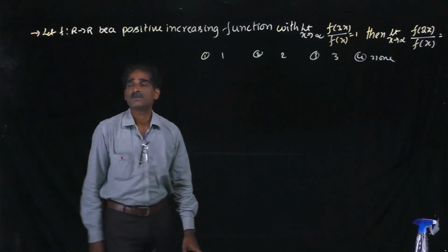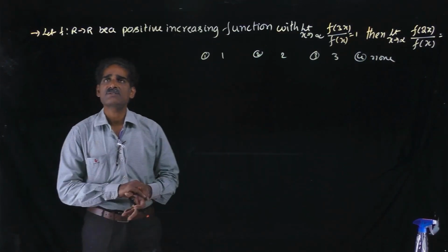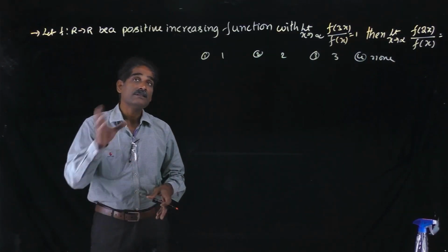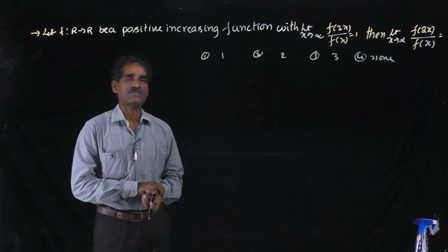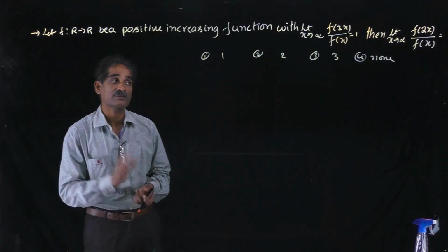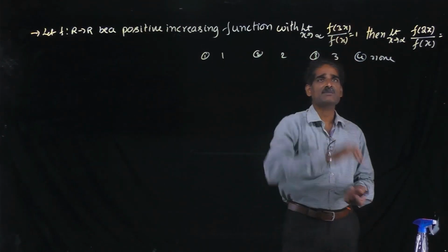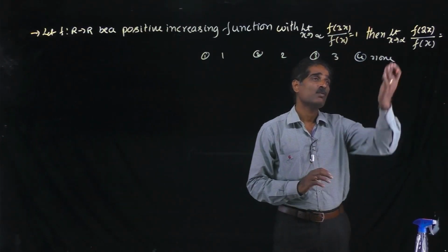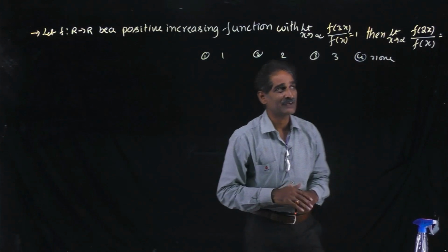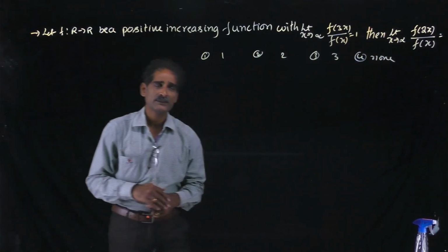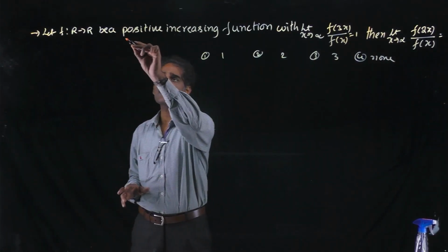Okay, see this problem. Let f be a function from R to R that is a positive increasing function. Here the limit as x tends to infinity of f of 3x by f of x is equal to 1. Then what about the limit as x tends to infinity of f of 2x by f of x? What is the condition?